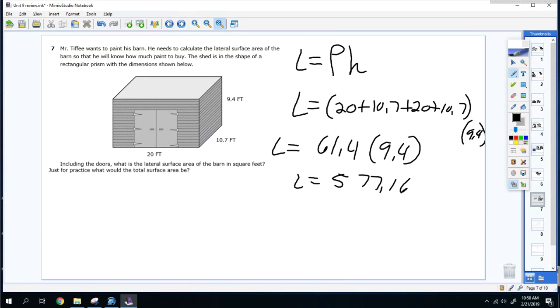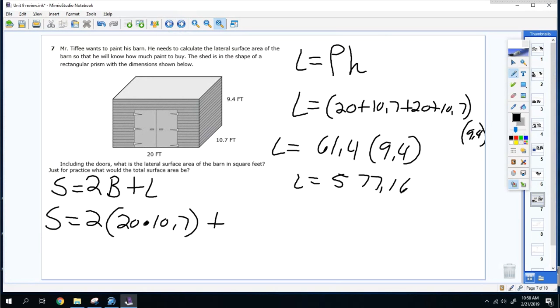So then you're going to find your total. So you're going to do S is equal to 2 big B plus L. So it'd be S is equal to 2 times the area of the base. So it'd be 20 times 10.7 plus 577.16. Now, when it comes to the big B, make sure that you use the same dimensions as you did for big P as for big B. They had to be the same numbers. You can't switch them out. If you do, you won't get the total surface area. So when you combine all these numbers together, you'll get 1005.16.